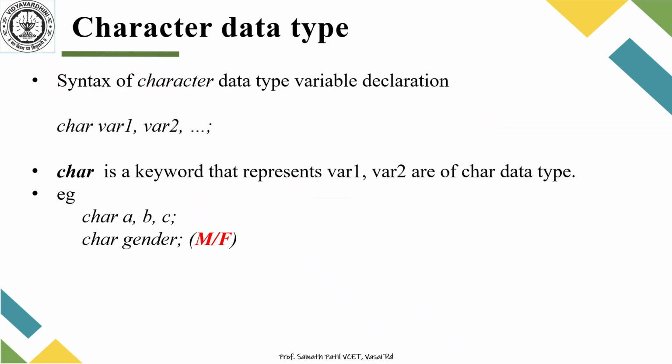Syntax of character variable declaration. char var1 comma var2 and so on, where char is a keyword and var1, var2 are nothing but the names of character variables to which we assign a character value. For example, here I declare a comma b comma c, where a, b, c are single-letter names of character variables to which we can assign values. For a, I can assign capital A as a value. So this small a is nothing but the name of the character variable.